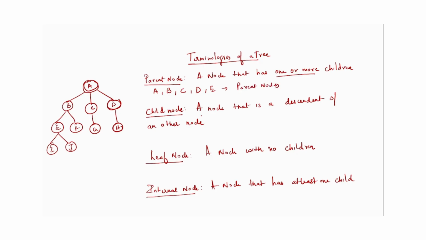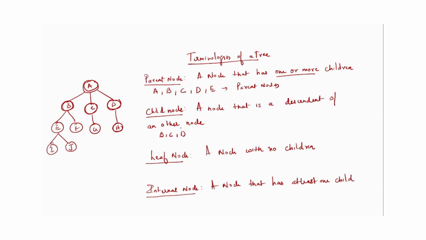And what is a child node? A node that is a descendant of another node. Here we can see B is a child node because it is a descendant of A. C is a child node because it is a descendant of A, and D is also a child node because it is a descendant of A. So I can say B, C, D are all child nodes, which are descendants of the same parent node called A.